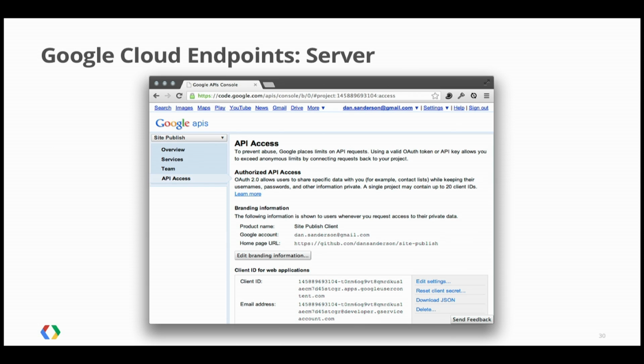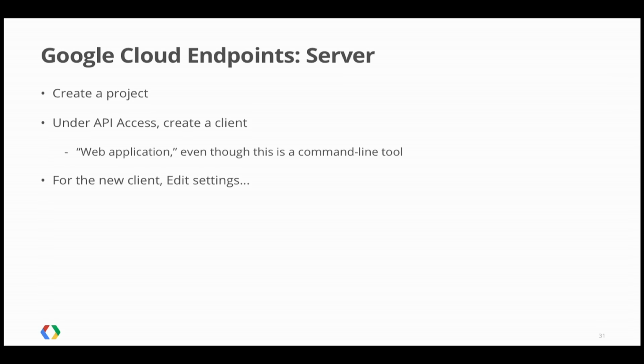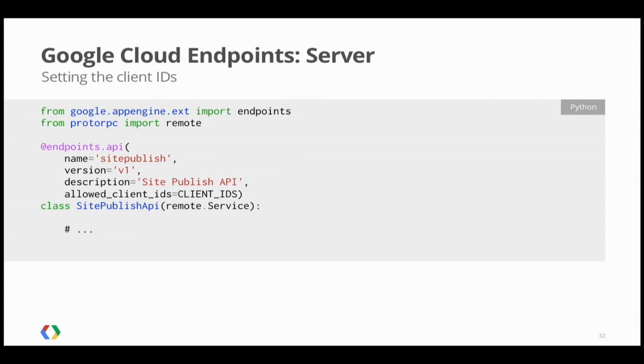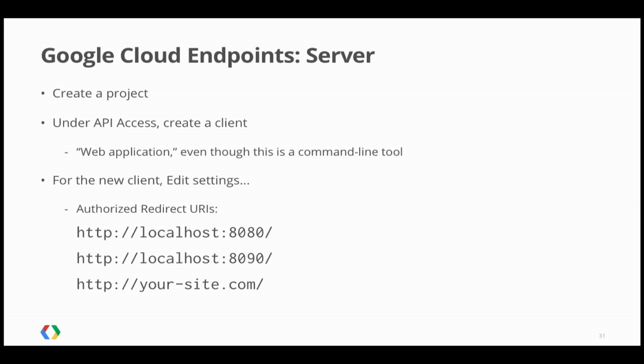Here's what it looks like. I'm not going to go through a full console demo, but I will just really quickly talk through the process. You create a project. Under API access, you create a client. And when you do this, it'll give you some options as to which kind of client you want to create. All the clients are basically the same. It just changes the way the console interacts with you. And in this case, even though it's a command line tool, we're going to create a web application client. It's a little bit confusing, but we need that because we're going to edit the settings, and we're going to set the authorized redirect URIs like so.